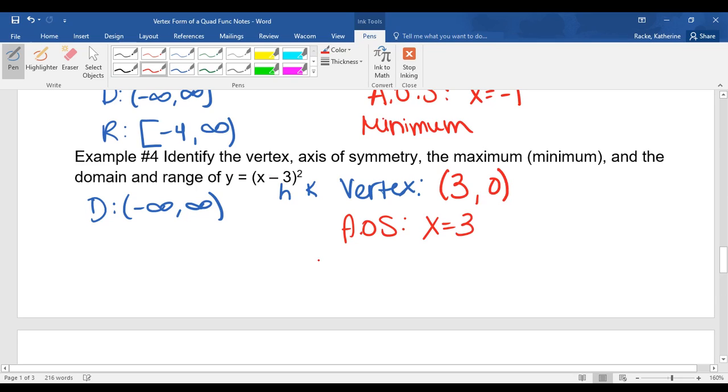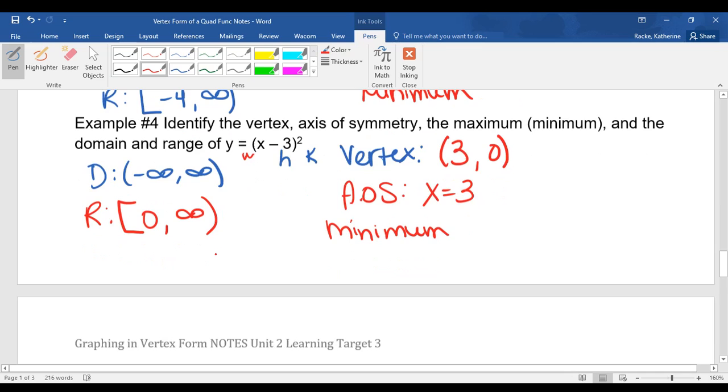Is it a minimum or a maximum? This is a minimum because it's positive again. Now let's identify our range. Because it's positive, a is greater than 0, so it's going to be what your k value is. So 0 to infinity, close parentheses. Okay.